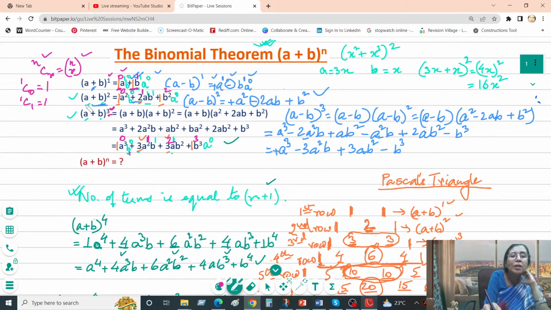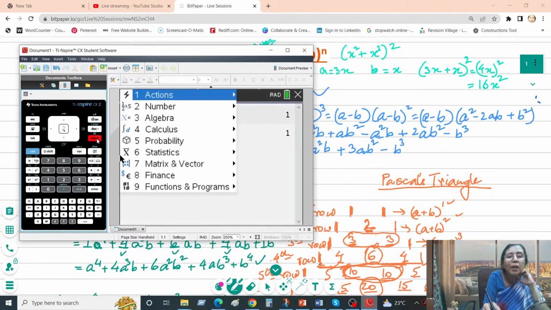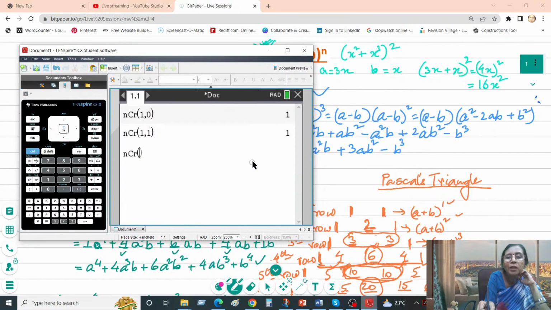Okay. Coming to a plus b whole raised to the power of 2. I am not going into these ones because we have seen that it always starts with 1 and ends with 1. But what about the middle term? For this, the n value is 2, so it will be 2C. This is the 0th term, this is the first term, so it will be 2C1. Let us see what is the value. Menu, probability, combination 2C1. See, it is 2.